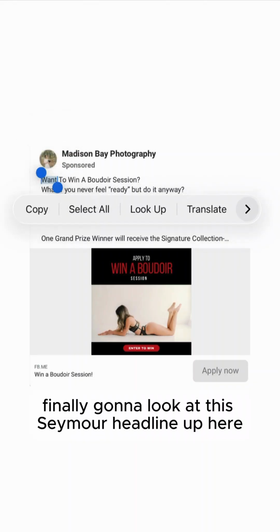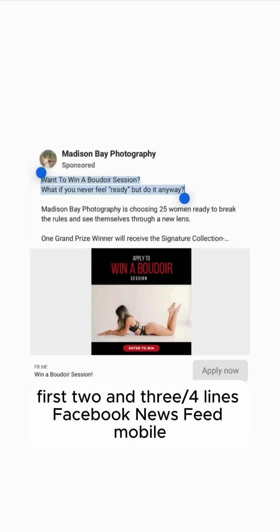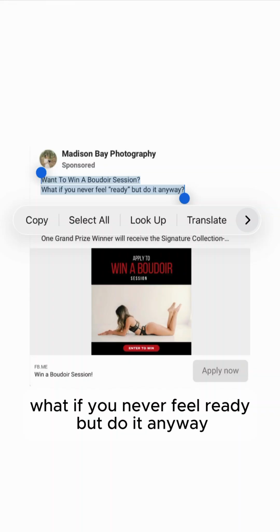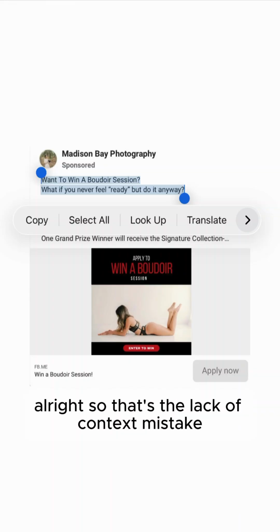Finally, we're going to look at this headline up here. First 2 3/4 lines, Facebook newsfeed mobile. We're only utilizing 2 lines here. Want to win a boudoir session? What if you never feel ready but do it anyway? All right, so that's the lack of context mistake.